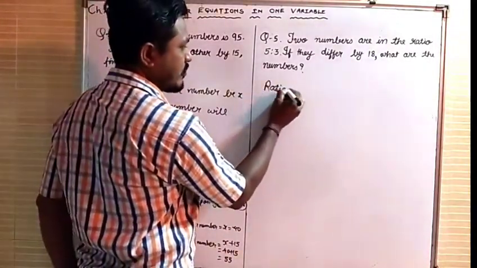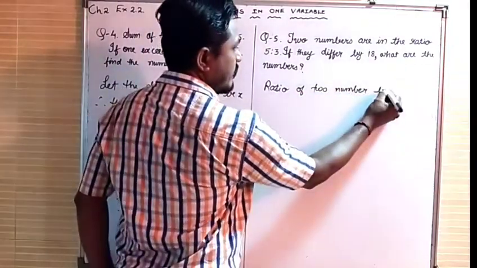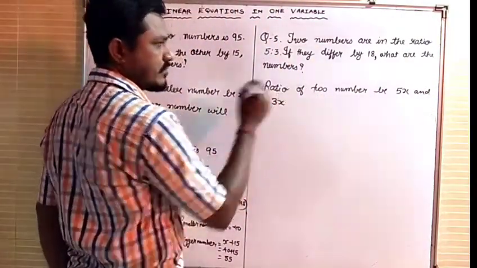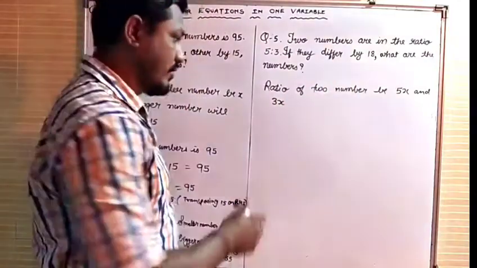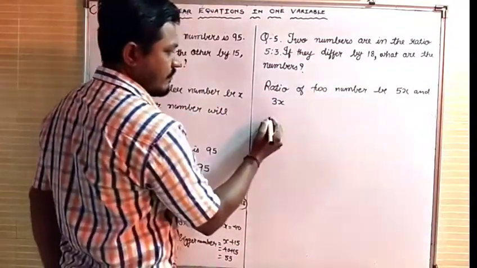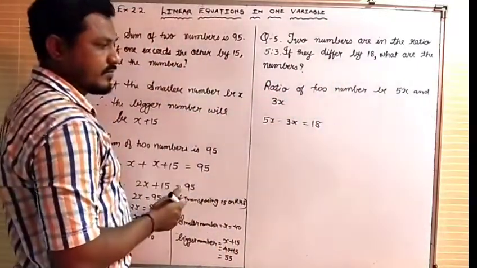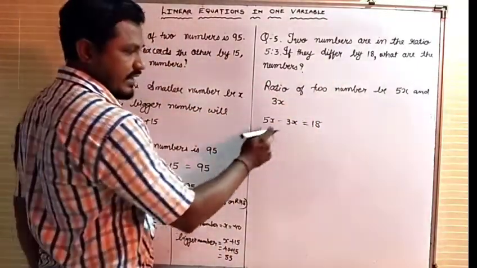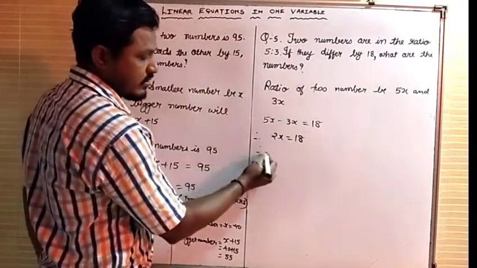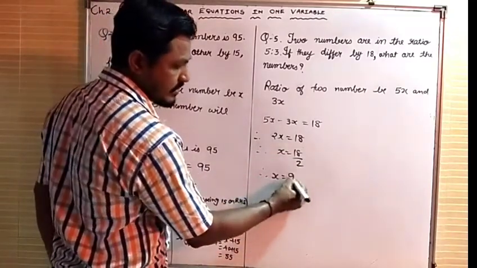Let the ratio of the two numbers be 5x and 3x. If they differ by 18, we just need to find the difference of both, that is 5x minus 3x is 18, given. Therefore 5x minus 3x is 2x. Very easy to find the value of x over here. So 2 will go down. 18 divided by 2, that is 9 you are getting.